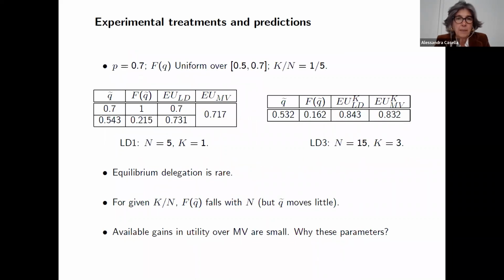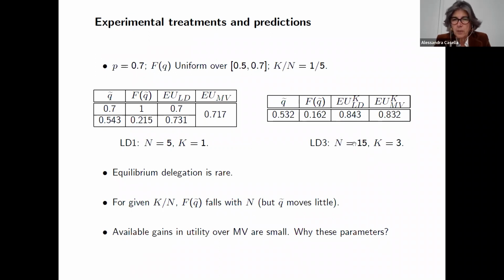So let's go to the experiment indeed. These are the parameters I mentioned before. Precision of 0.7 for the expert, between 0.5 and 0.7 for the non-experts. We fix the number of experts to 1/5 of the size of the group, and we do two treatments with two groups of different sizes: N equal 5, so 4 non-experts and 1 expert, and N equal 15, where there are 3 experts.